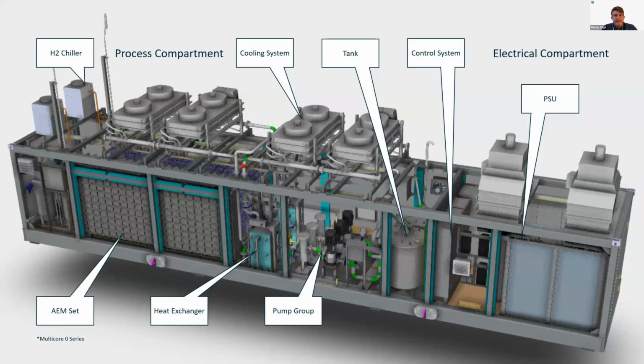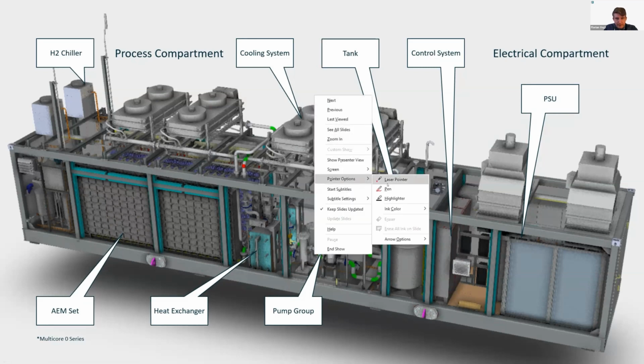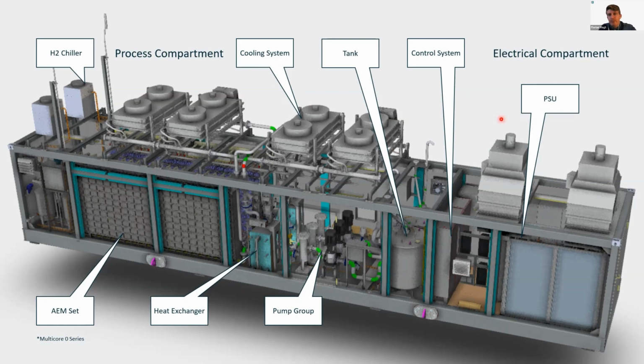Now we have the detailed design here. So here you can see our detailed design of our multi-core. This is our first product. We are very proud of it. So you can see, I need a pointer. Now I think you can see my pointer. On the right side of the container, we have the electrical compartment, and on the left side of the container, we have our process compartment. Basically, it is the same concept which Mauro already explained. So the compartments are totally separated by a gas leak-tight wall, you can see here.